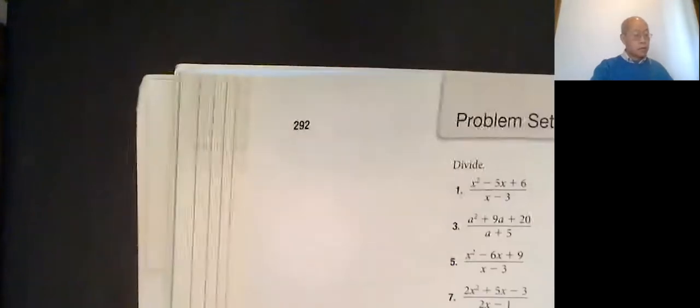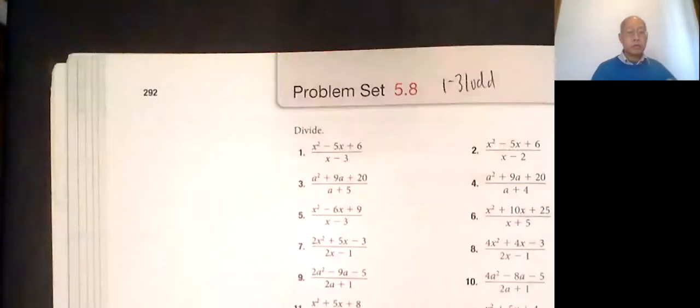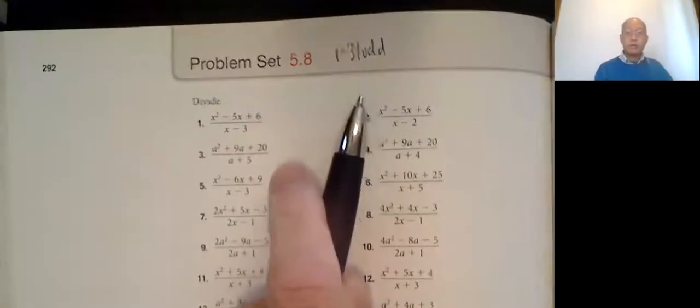Section 5.8. In section 5.8, page 292, 1 to 31 odd.